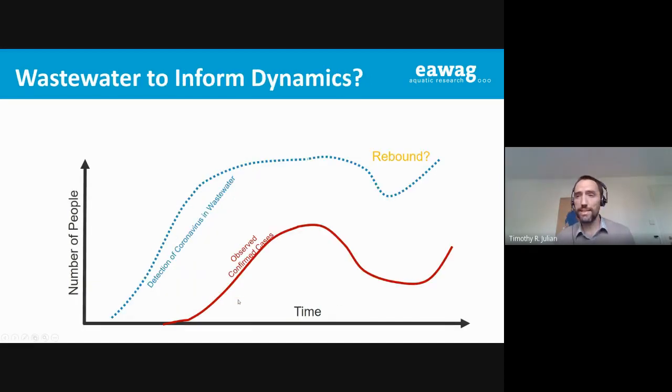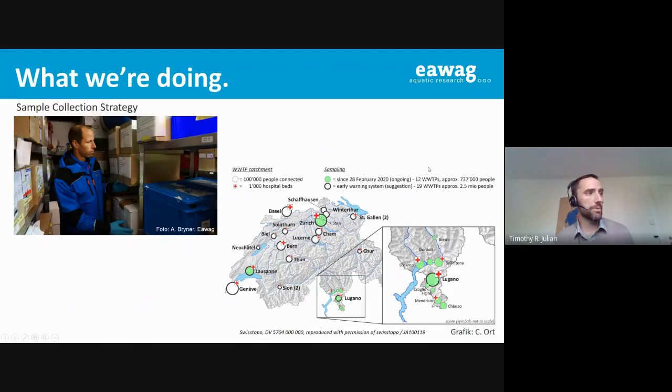We're also interested in that part, but the second thing we're interested in is whether or not wastewater can help inform the dynamics of a disease. So for example, we might see a decline in confirmed cases, and then due to seasonal patterns in a disease or changes in public health interventions, we might see a rebound. And so another question we have is whether or not the coronavirus in the wastewater can also detect that rebound. And for that, we'd have to be able to see with relatively high resolution what our sampling would be like. So that's the general theory behind what we're trying to do.